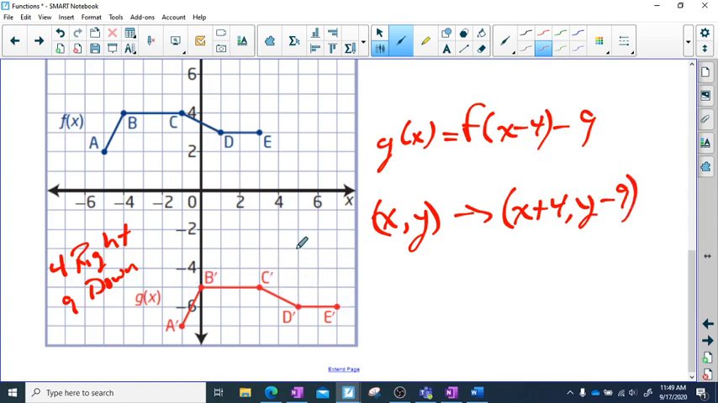If you ever doubt yourself, pick a point. Let's pick D. So right now, D is at the ordered pair 1, 3. Well, D down here is at 5, -6. Let me see if my rule would work. If I took 1 and I add 4, that works. If I took 3 and I take away 9, I will get that point. So it works. Okay, so that's how you identify function notation or mappings to get one function on a graph to turn into a new function on that same graph.